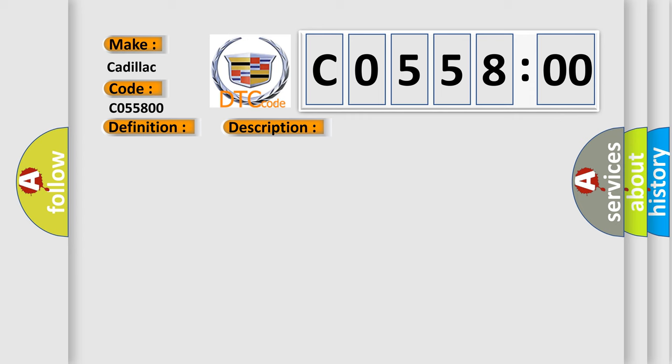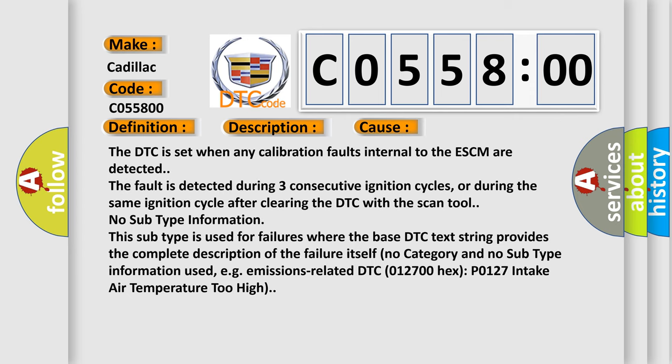This diagnostic error occurs most often in these cases. The DTC is set when any calibration faults internal to the ESCM are detected. Fault is detected during 3 consecutive ignition cycles, or during the same ignition cycle after clearing the DTC with the scan tool. No subtype information.